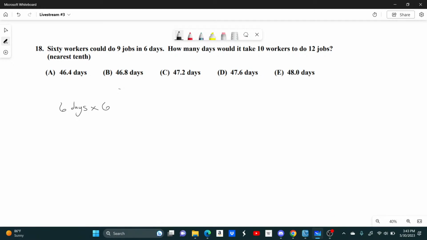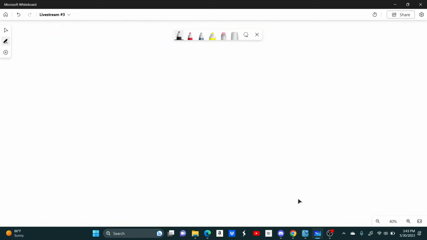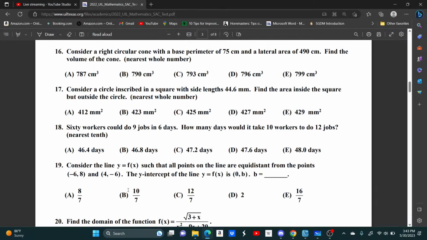Well, now we're going from 9 jobs to 12 jobs. So that's a factor of 12 ninths, right? And is that going to make it take more time or less time? Well, if you're doing more jobs, it's going to take more time, right? So just multiply this by 12 ninths, which I guess is 4/3. You get 48 days. Pretty easy stuff, but still worth going over.